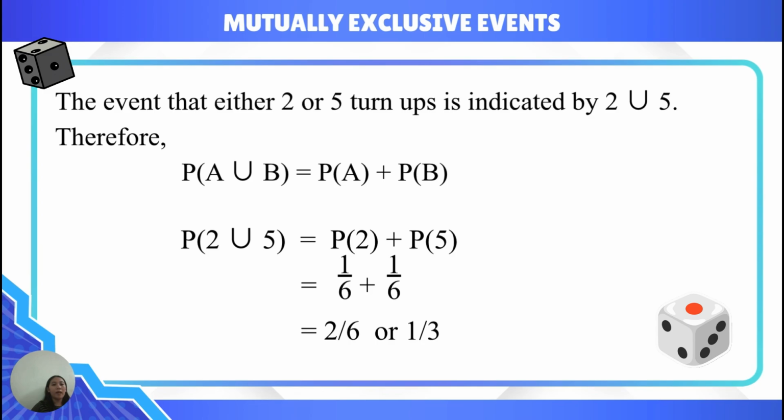Therefore, using the formula for mutually exclusive events, the probability of A union B is equal to the probability of A plus the probability of B. So the probability of 2 union 5 is equal to the probability of 2 plus the probability of 5, which is 1 over 6 plus 1 over 6, because the probability of getting 2 is 1 over 6 and the probability of getting 5 is 1 over 6. So we add to get 2 over 6, and simplified, it becomes 1/3.